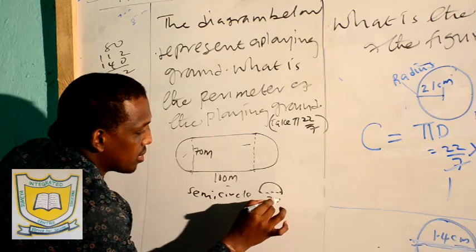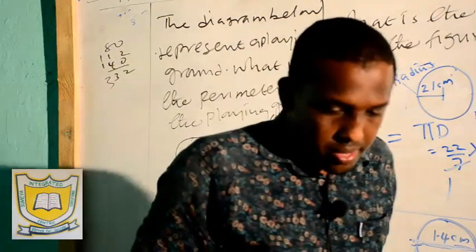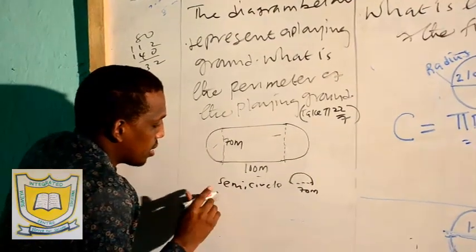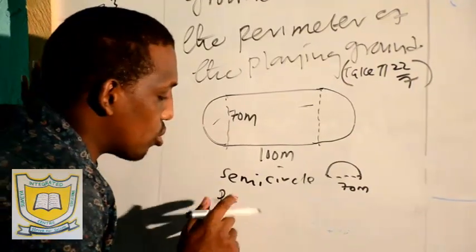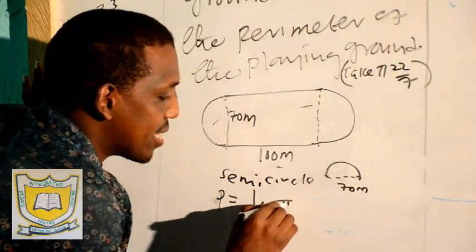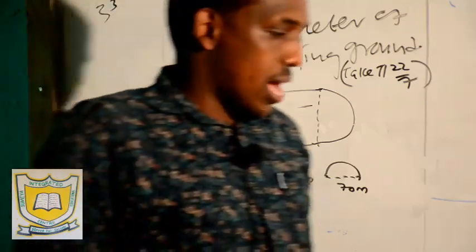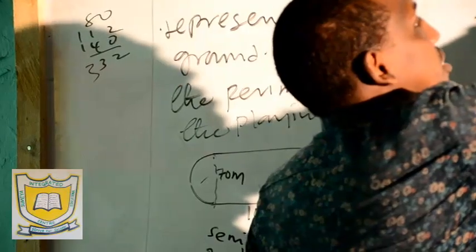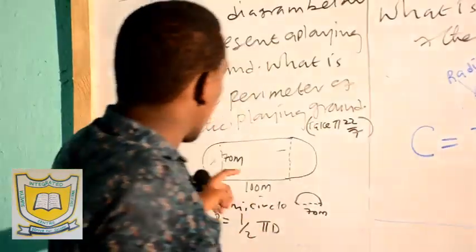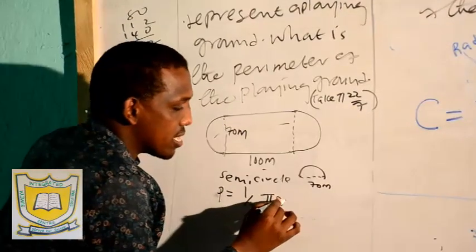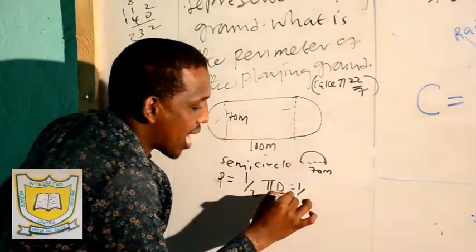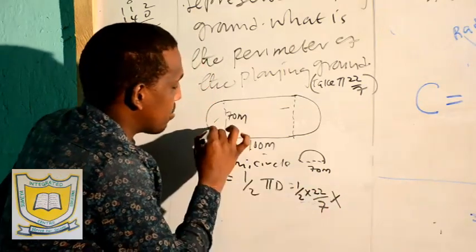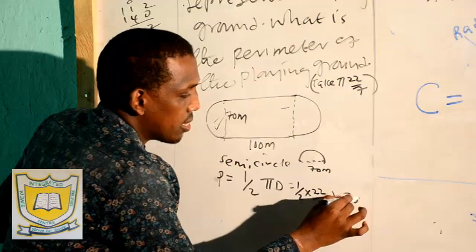So you are given here 70 meters. So the formula: perimeter of a semicircle is equal to a half times pi times d when it's attached to another figure. But when it's alone, to get the perimeter, we get the circumference then add the diameter. But for now, we have removed this one, so you get a half pi d, because it's already half, semi. So we say a half times 22 over 7 times diameter 70 meters.